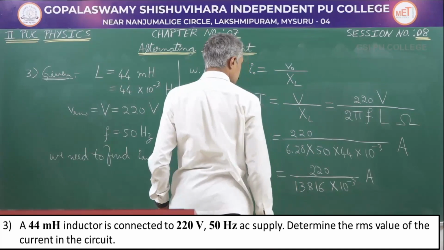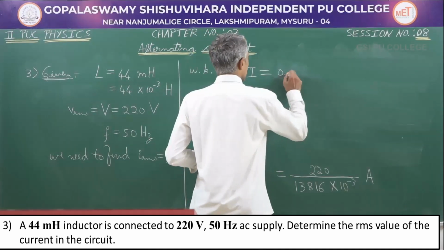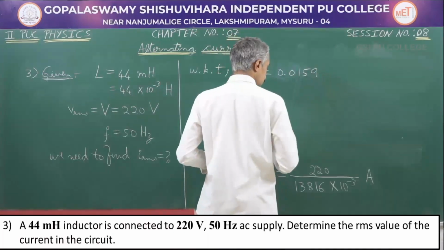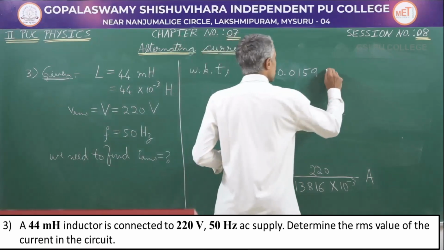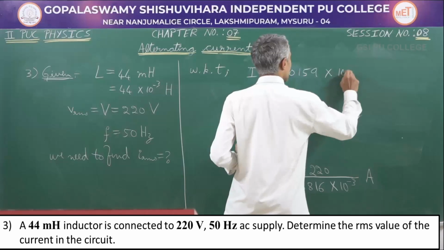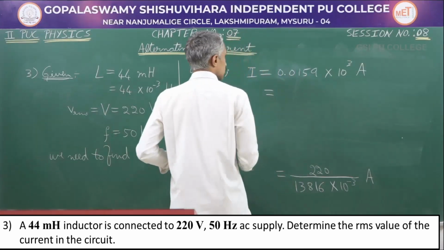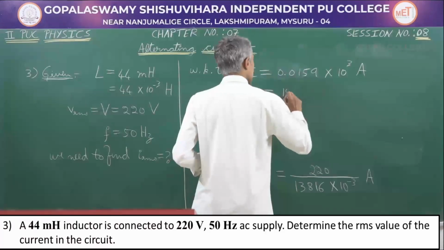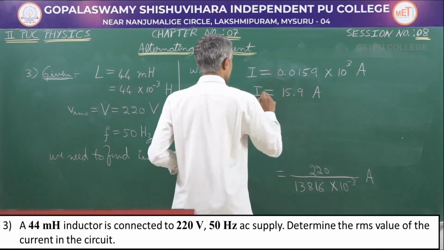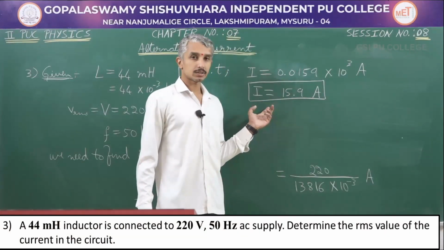Let us further solve this. On calculating this, I will get the answer as 0.0159 into 10 to the power minus 3 in the denominator, which is going to become 10 to the power plus 3 in the numerator. So finally this is going to be 15.9 ampere. So we have found the RMS value of the current.